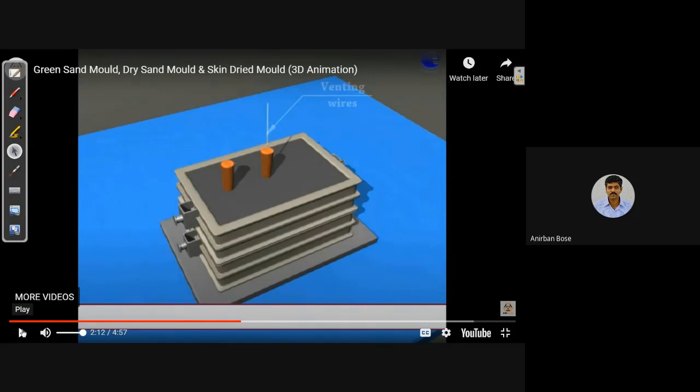These are the venting wires, and these venting wires are actually used to create pores, or holes, within the sand, so that the moisture, because of heat, may come out from the mold, or the entrapped gas may come out from the mold. Otherwise some kind of casting defects will come. We'll see what kind of casting defects may come because of that. But it is very important to create some passages so that the moisture or the gases can come out. That is why this kind of venting is done.